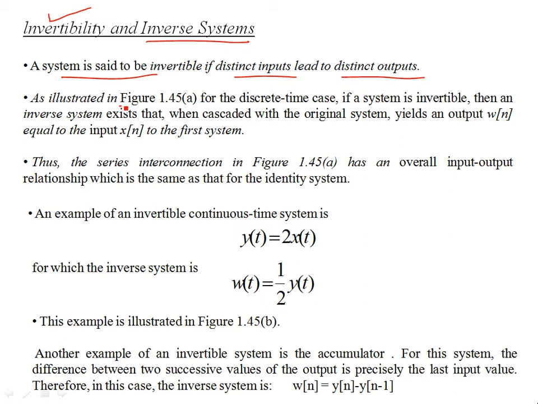Now there is an illustration in figure 145a of the course text, and it says that for a discrete time system, if the system is invertible, then an inverse system exists that, when cascaded with the original system, will yield an output W of n, which is equal to the input X of n to the first system.